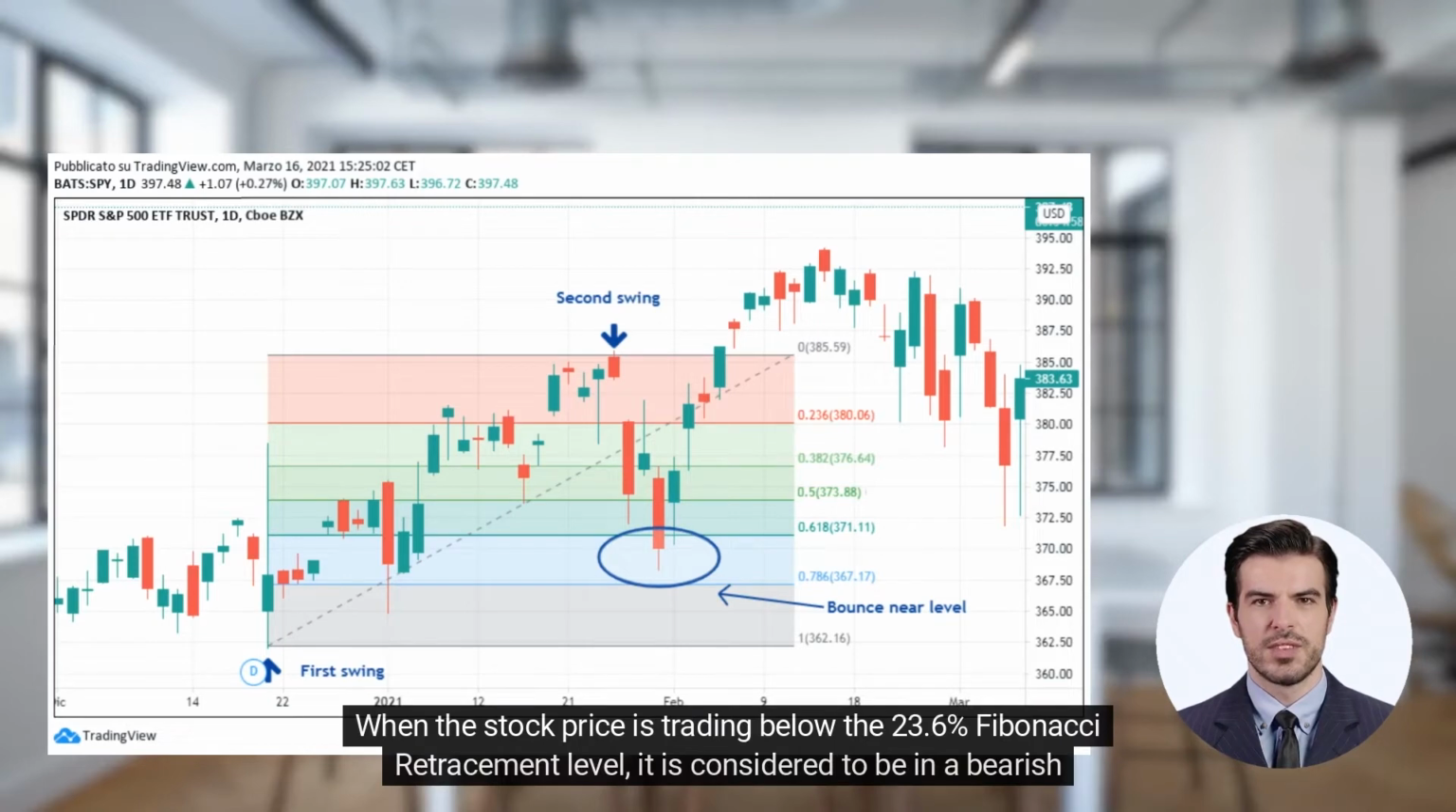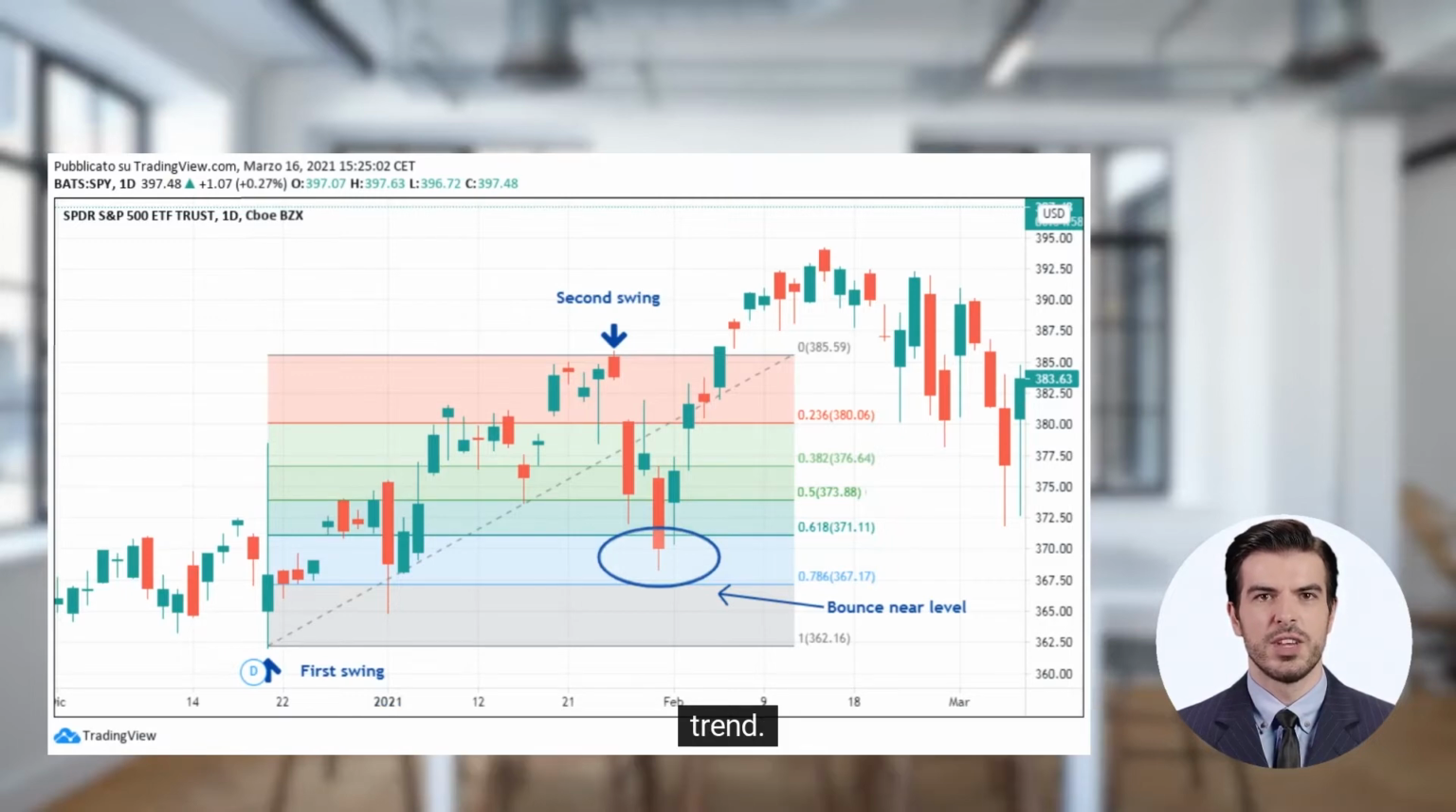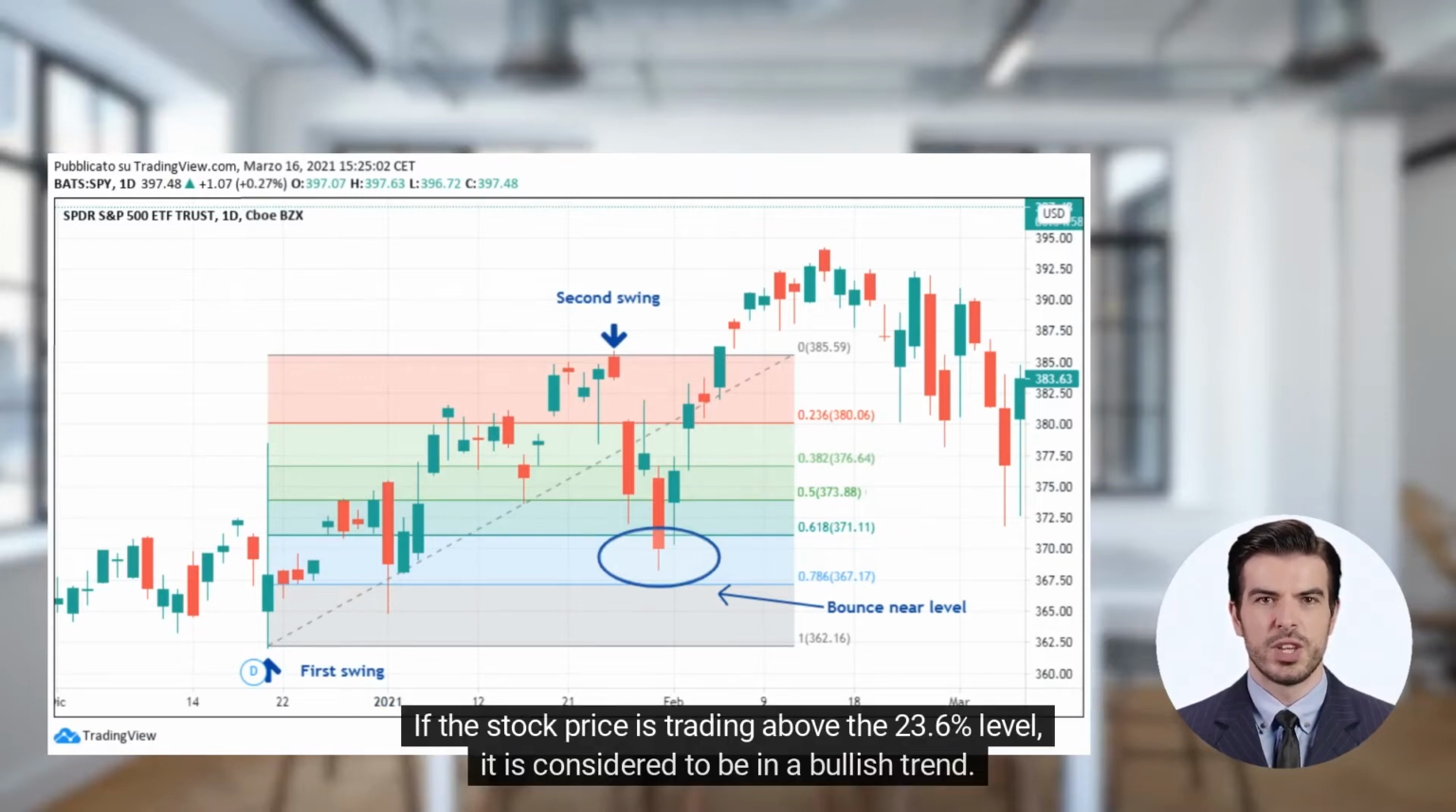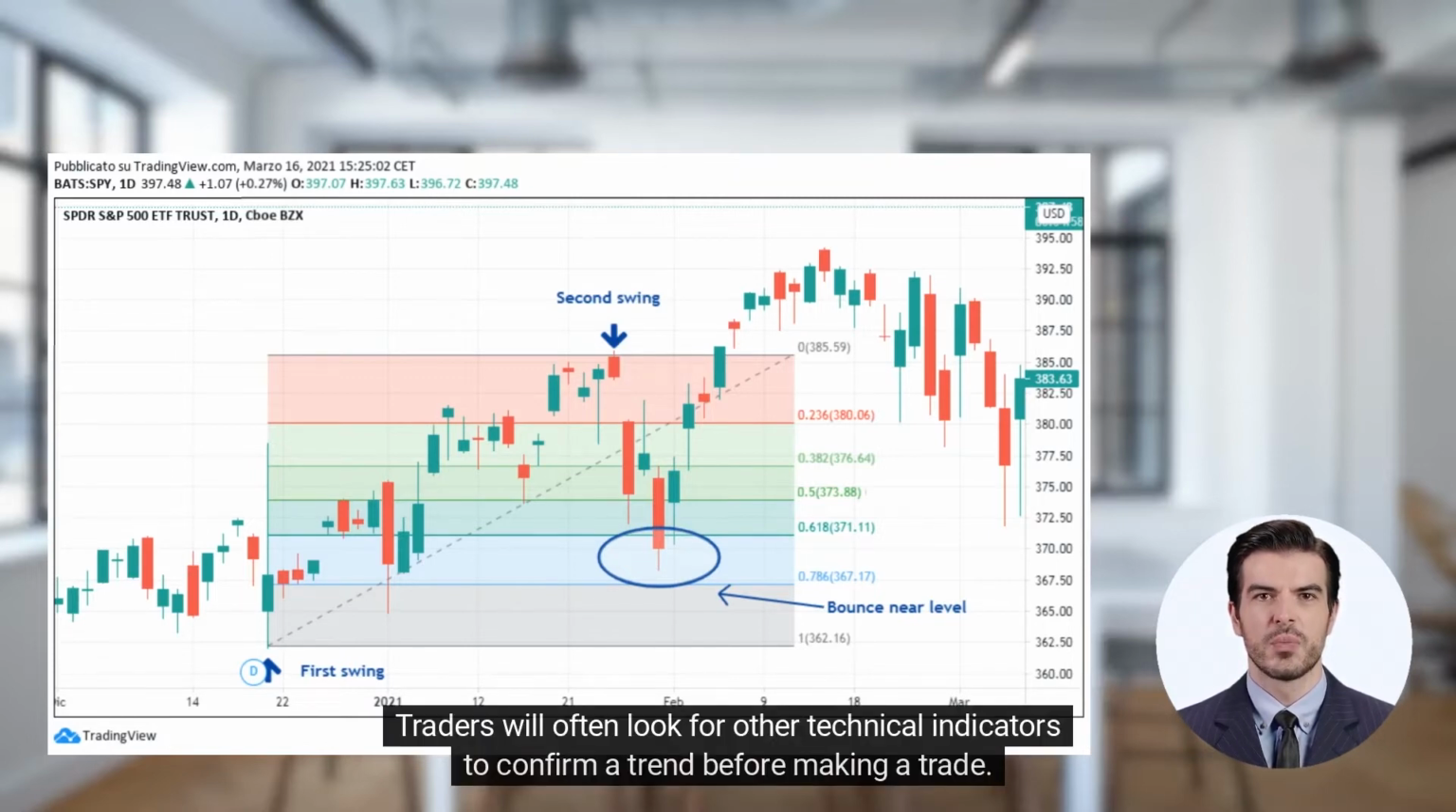When the stock price is trading below the 23.6% Fibonacci retracement level, it is considered to be in a bearish trend. If the stock price is trading above the 23.6% level, it is considered to be in a bullish trend. Traders will often look for other technical indicators to confirm a trend before making a trade.